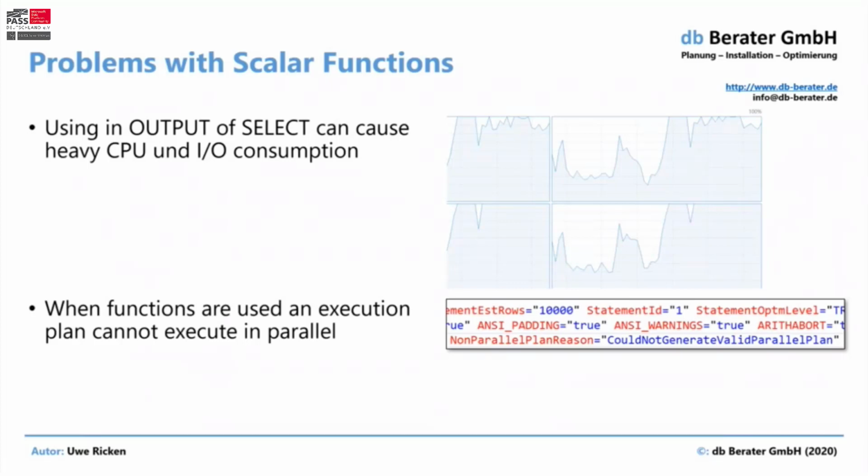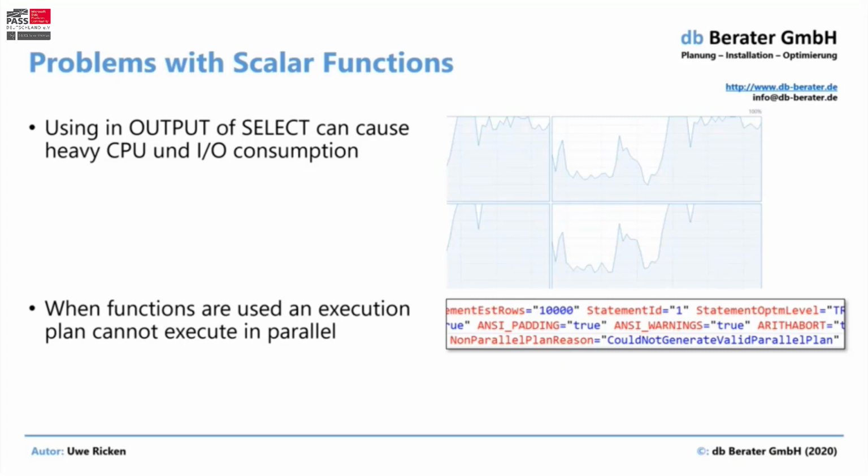We have some problems with Scalar functions. Oh, not a few. We have lots of problems with Scalar functions. First thing is, when you're using Scalar functions, you can use them in all parts of your query, for example, in the output part. So when you put it as a column in your output list, it means that you select all your columns, and then you say function as output column name. And this could lead to a problem with CPU and I/O consumption. I will show it later on.